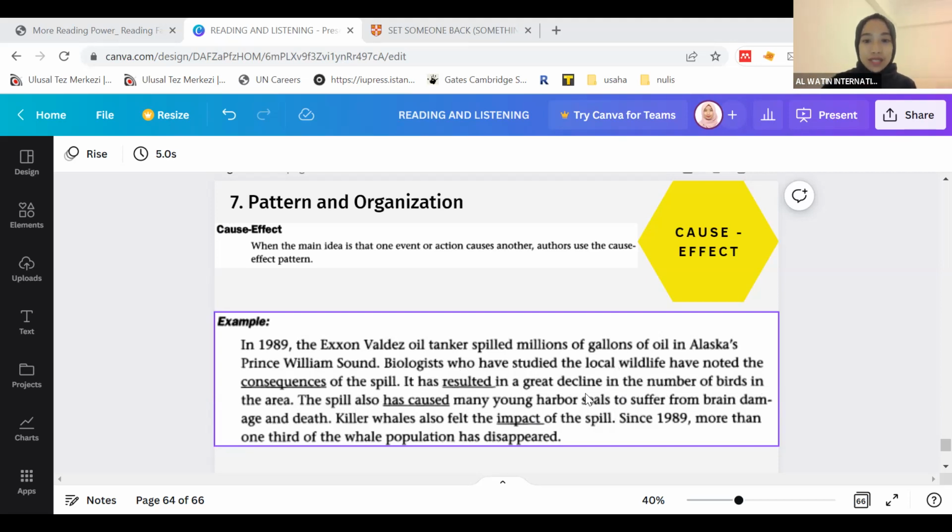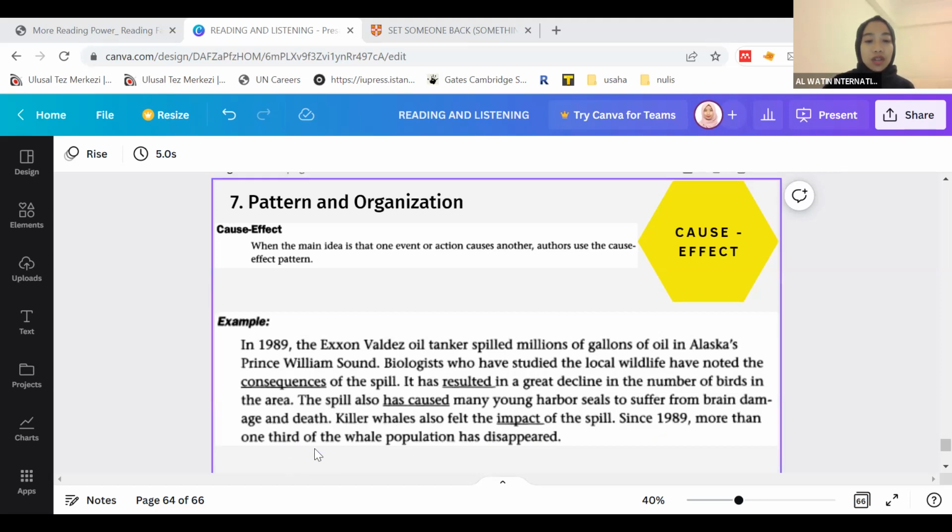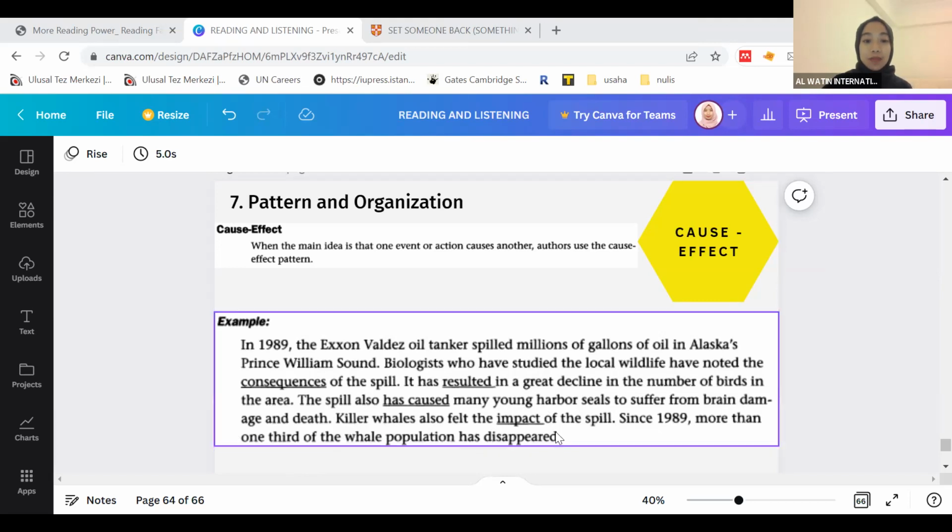You know the bird, harbor seals. The seal is the bird. So the spill, the oil spill, when the oil spill goes to the sea. The tanker oil spill has caused so many young harbor seals to suffer from brain damage and death. Killer whales, you know the whales, also felt the impact of the spill. Okay, there is the keyword impact here. And then since 1989, more than a third of the whale population has disappeared.